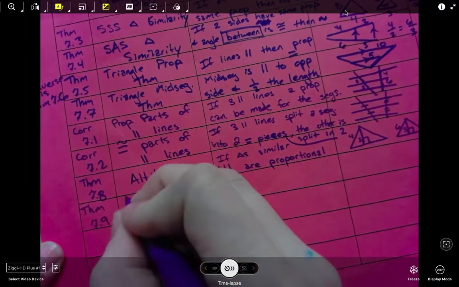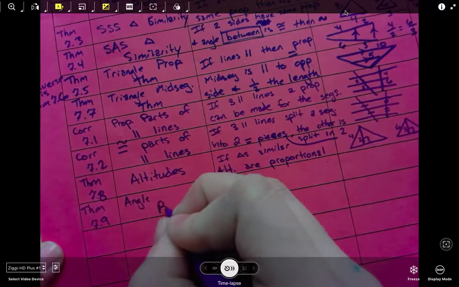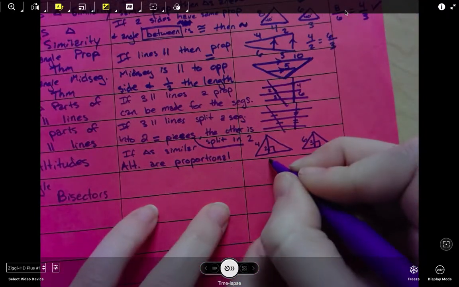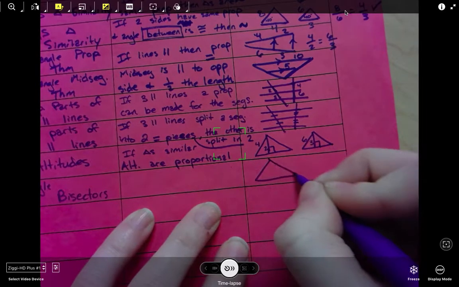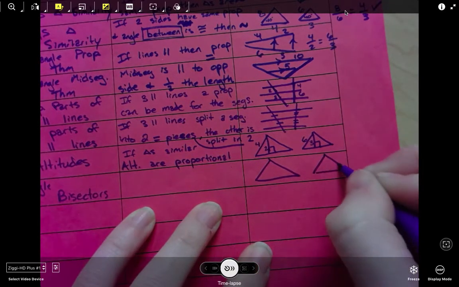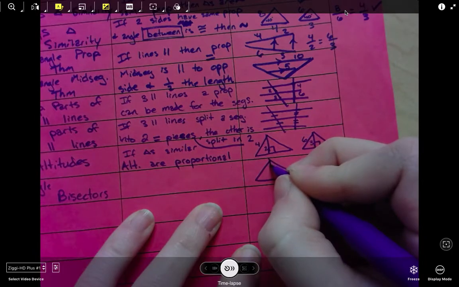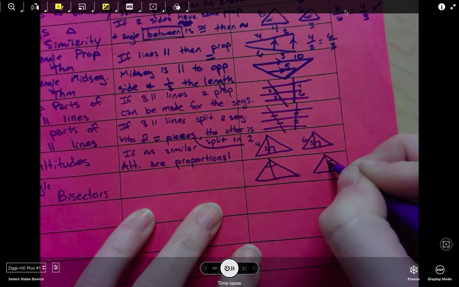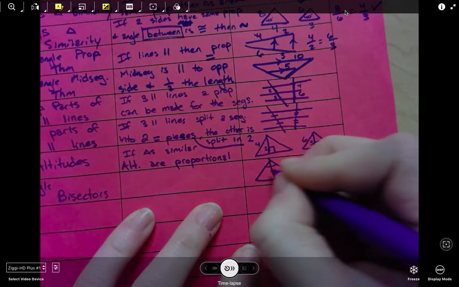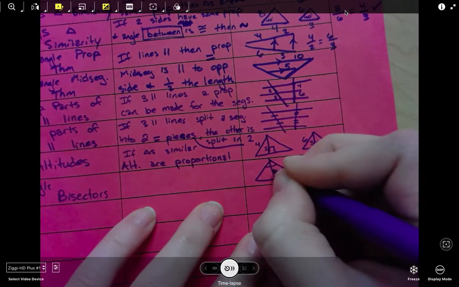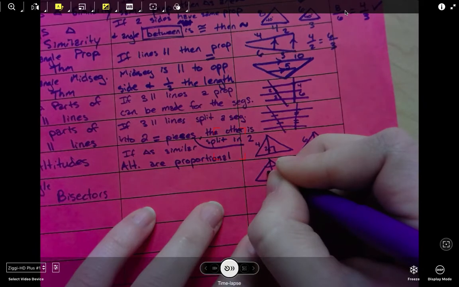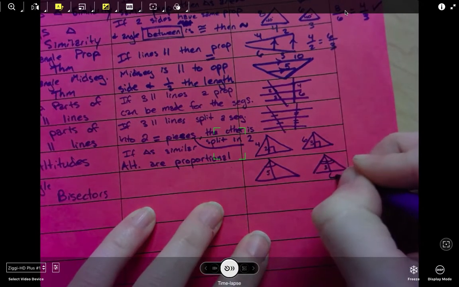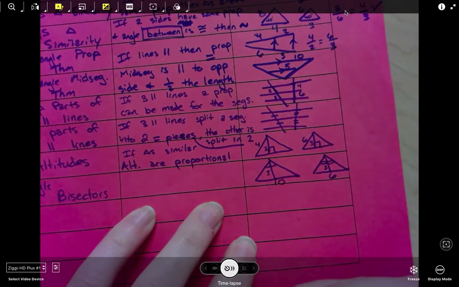It is for angle bisectors. So here is my triangle. Here's this smaller triangle. Here is my angle bisector, and this is another one. Okay, I'm going to say, should we use some different numbers? Let's say 5 and 3, and let's say this bottom side is 6 and this bottom side is 10.